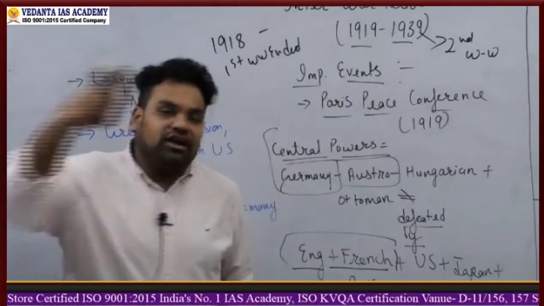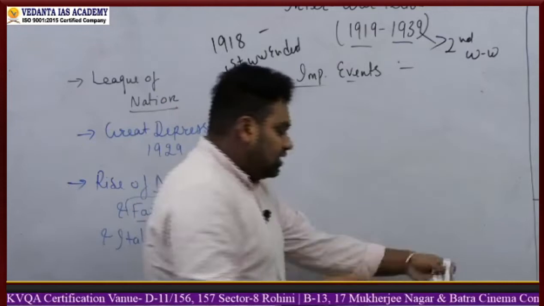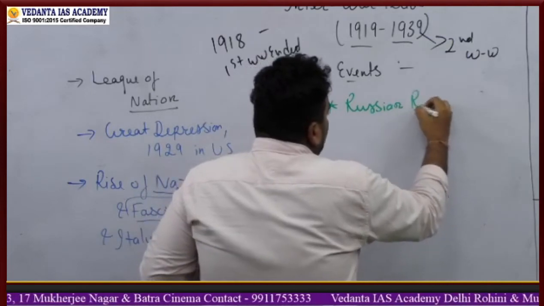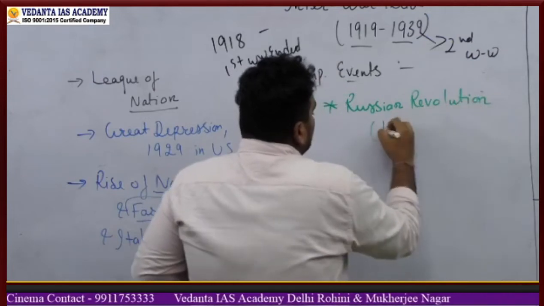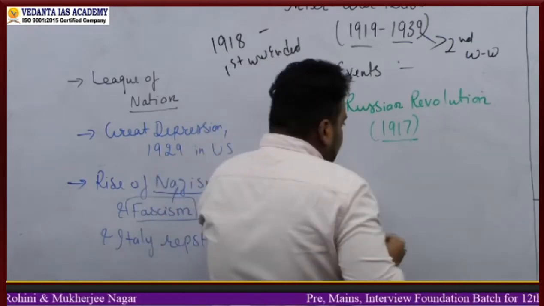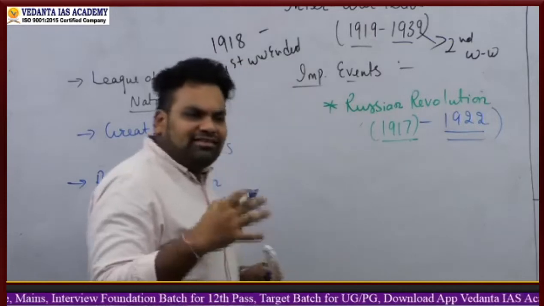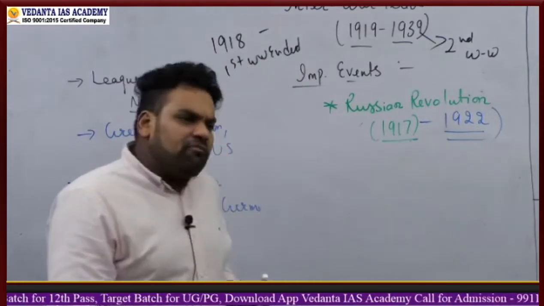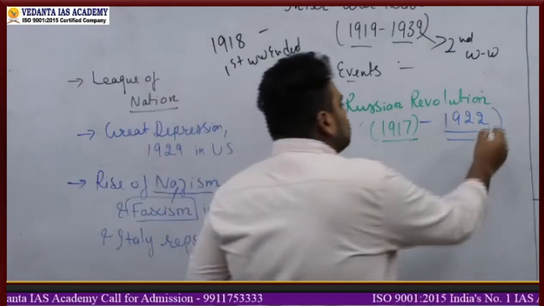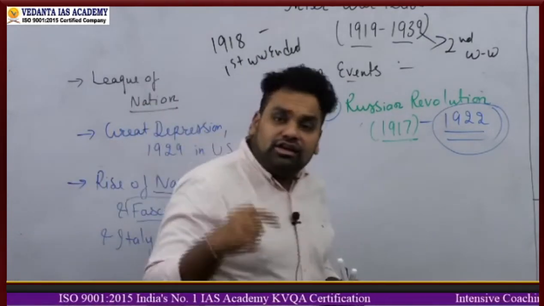And the last thing which we need to study about the interwar period is a very, very important landmark event in the history of the world. That is your Russian Revolution. 1917 was the time when the Russian Revolution started, and it approximately went on till 1922, right? The revolution happened in October-November 1917, but it took until 1922 for it to be fully formed. That is why I count this particular event in the interwar period.